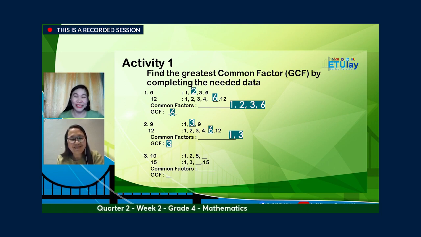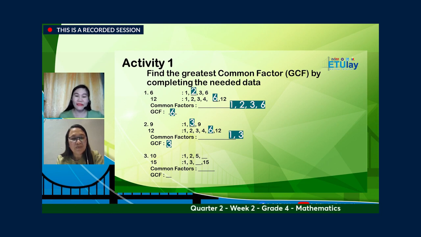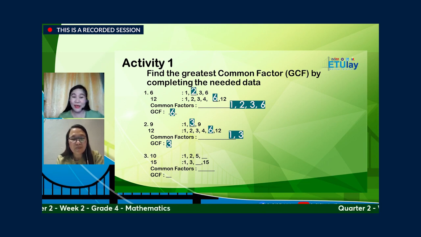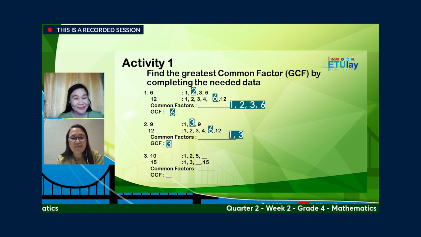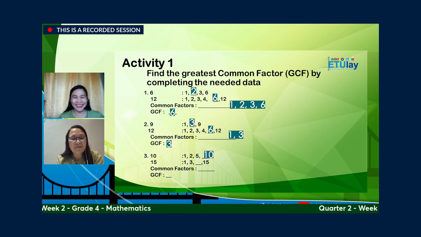Okay, number 3. We have there 10 and 15. So, ano yung nawawalang factors ng 10 at ng 15? Okay, we have 1, 2, 5, and blank. So, children, ano ang nawawalang factor ng 10? Sige nga, tama ba ang nasa isip ninyo? Kung ito ang sagot nyo, tama kayo. Ang galing talaga. Okay, number 15 naman.